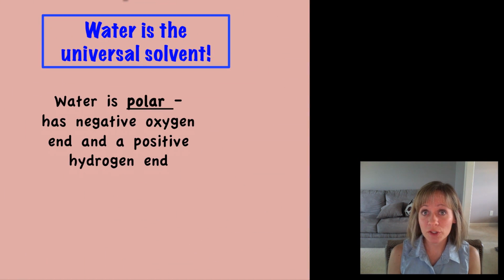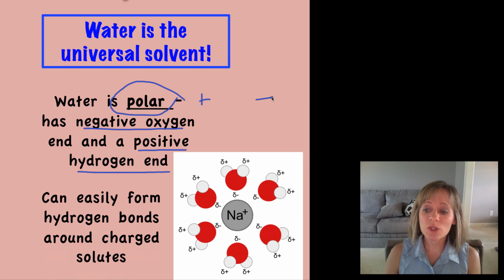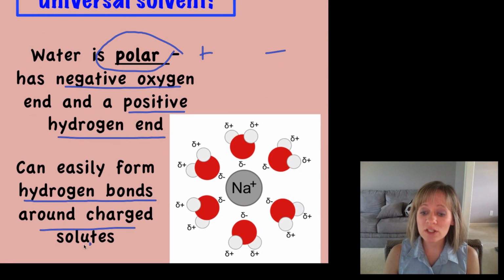So why is water a universal solvent? Well, it's because it's polar. It has a negative end, that oxygen end, and it has a positive end. That's all that being polar means. It's got a positive end and a negative end. And so what happens is it can easily form hydrogen bonds surrounding charged solutes. So let's take a sodium positive ion, for example. All of the negative oxygens can surround that sodium, and as it does that, it's dissolving that sodium particle, or whatever that sodium was a part of, because of that negative interaction with that positive ion.